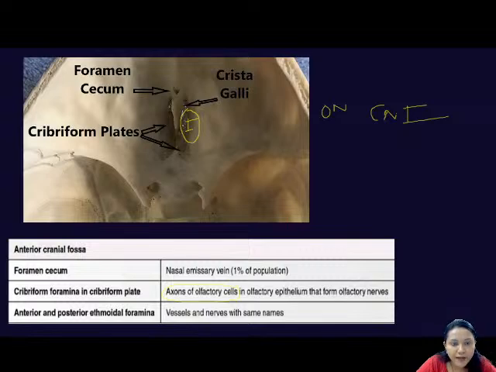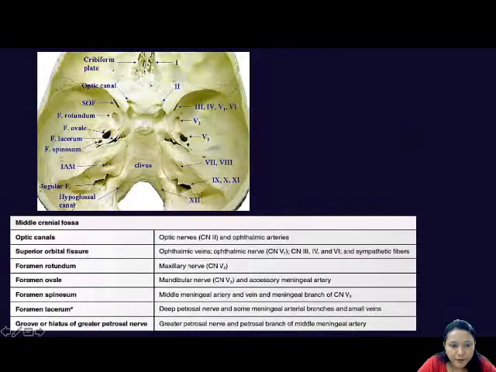So in the anterior cranial fossa, what foramina are there? Small foramina, those cribriform foramina through which the olfactory nerves are passing. So where does cranial nerve number 1 pass from? That is through the cribriform foramina. Now you understood that? Now we are going to study the middle cranial fossa.